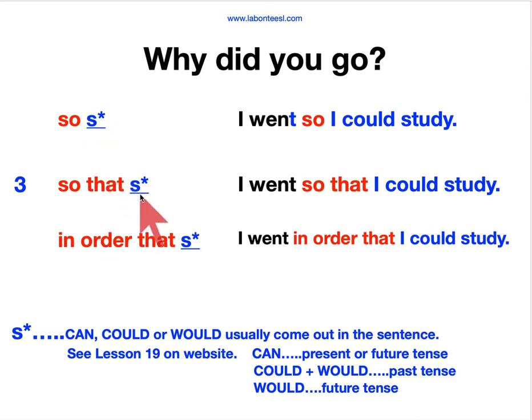The only little thing that you have to be conscious of in this sentence, which I do go over in hour 19 in more detail, is the use of can, could, and would that comes out in this sentence. And if you go to lesson 19, it will go there for you.